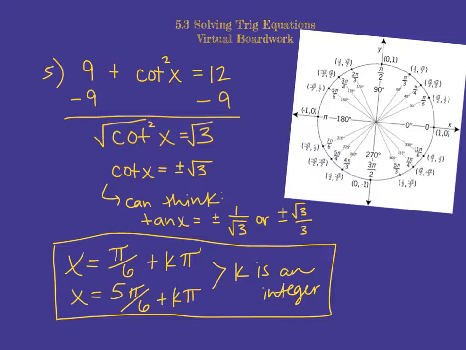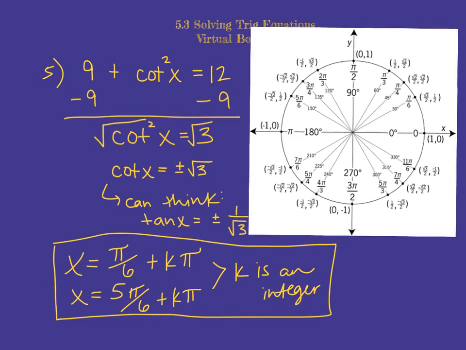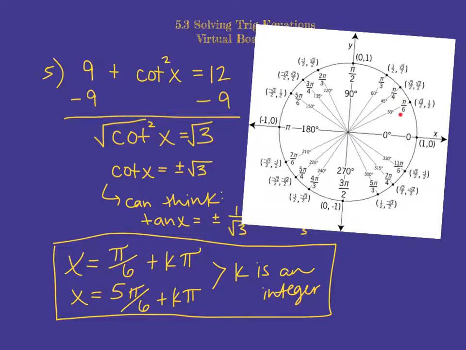Okay, here are the solutions. I like to think of tangent more, just personally. So we're looking for where the tangent is positive or negative root 3 over 3. So that means when we take y over x, we need to get the 1 up top and the root 3 down below. That's basically at this point right here, pi over 6. It'd be 1/2 over root 3 over 2, right, which would give us this for tangent.